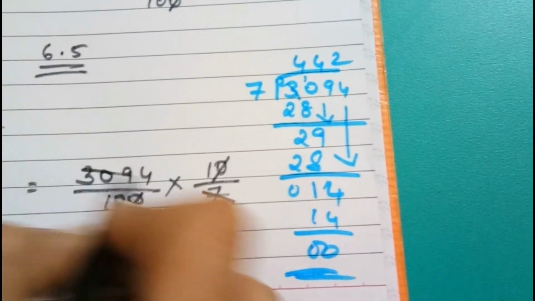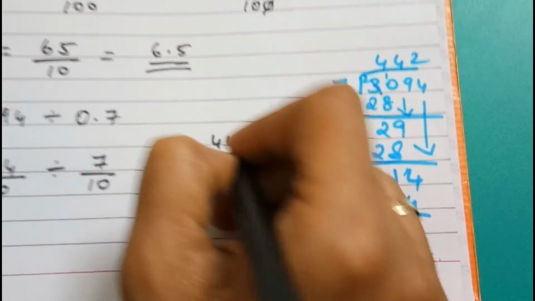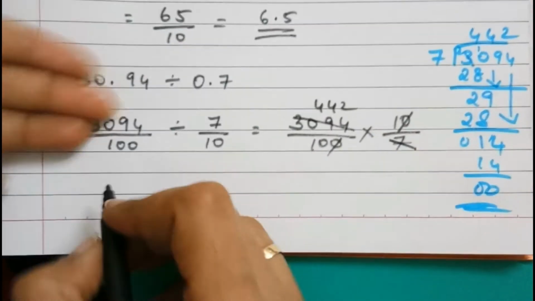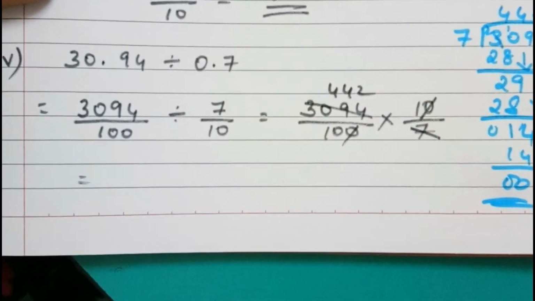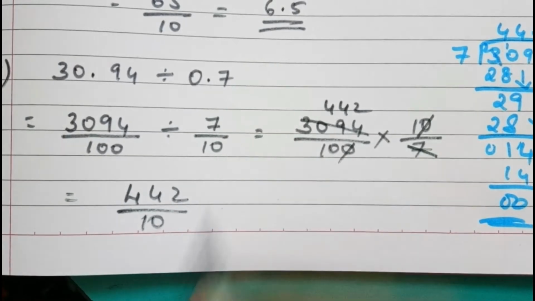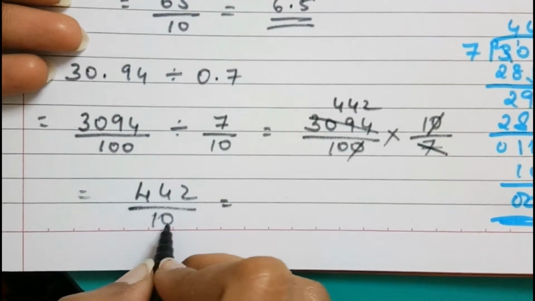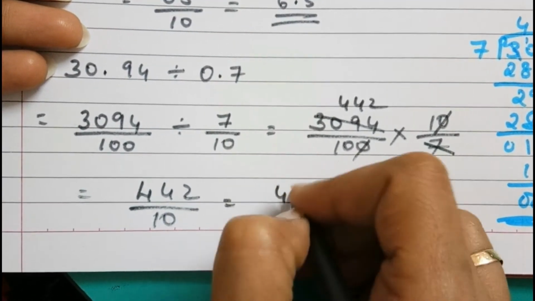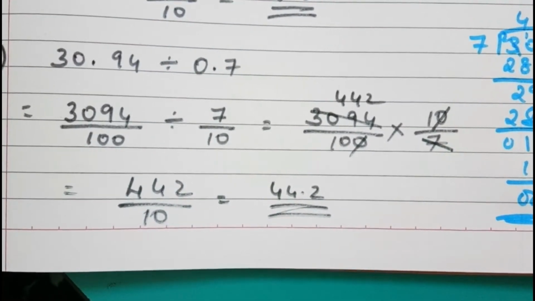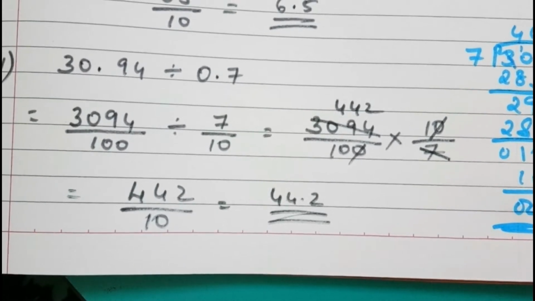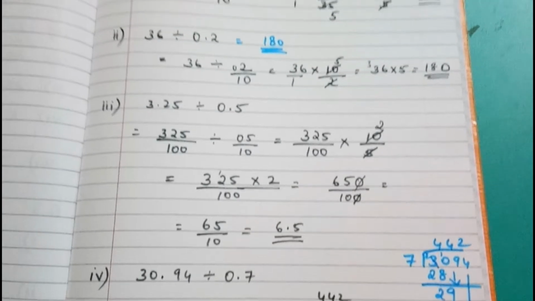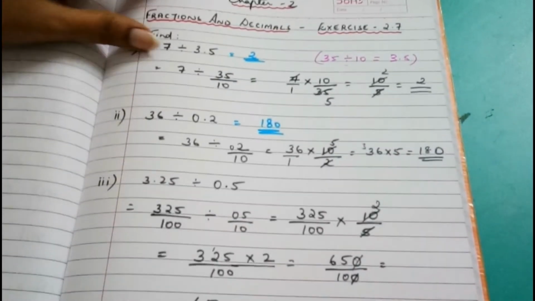7 will go in 3094 442 times. Okay. Now what is left out for easy calculation? 442 by 10. Now this 442 by 10 can be written as, since there is only 1 0, 44.2 is the answer. I hope this is clearly understood by everyone. Yeah, easy.